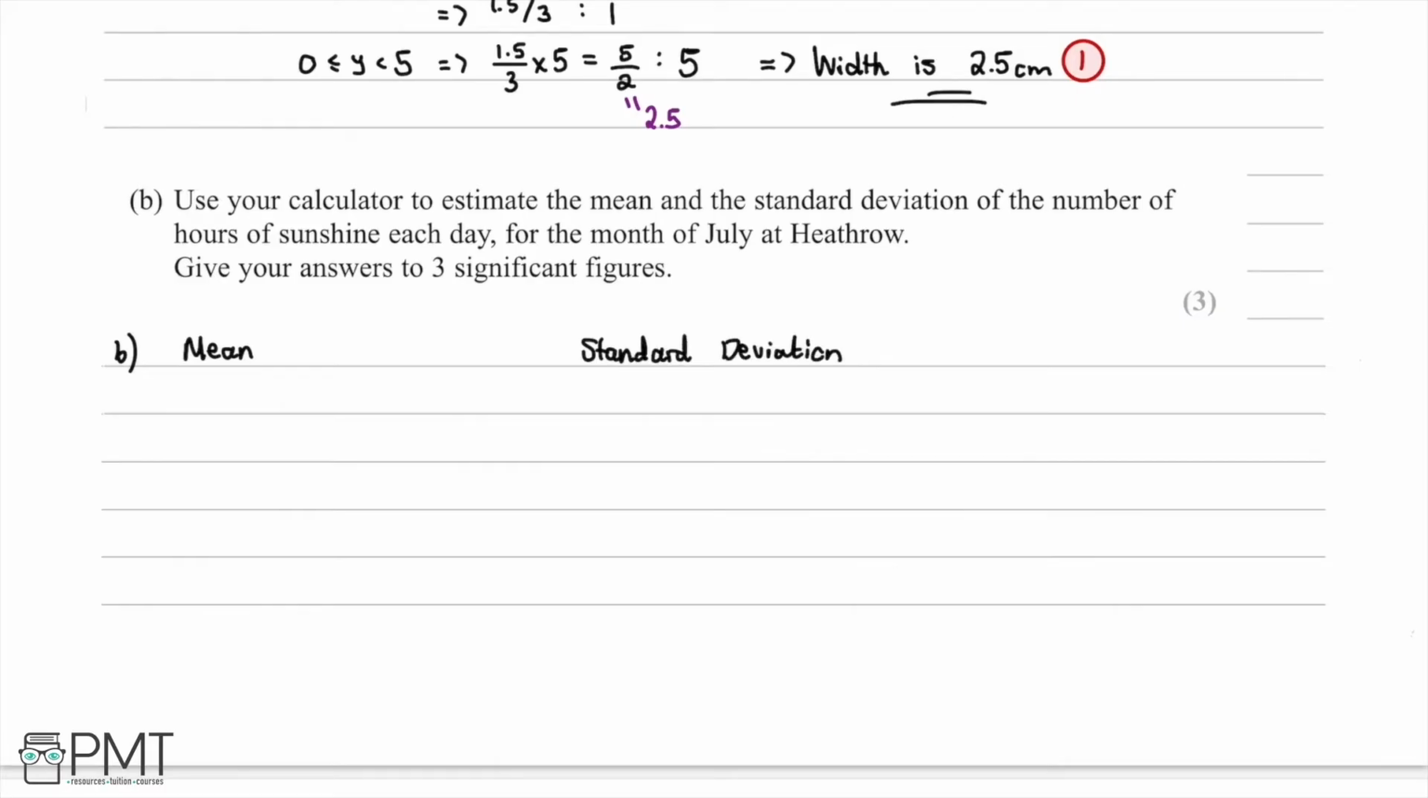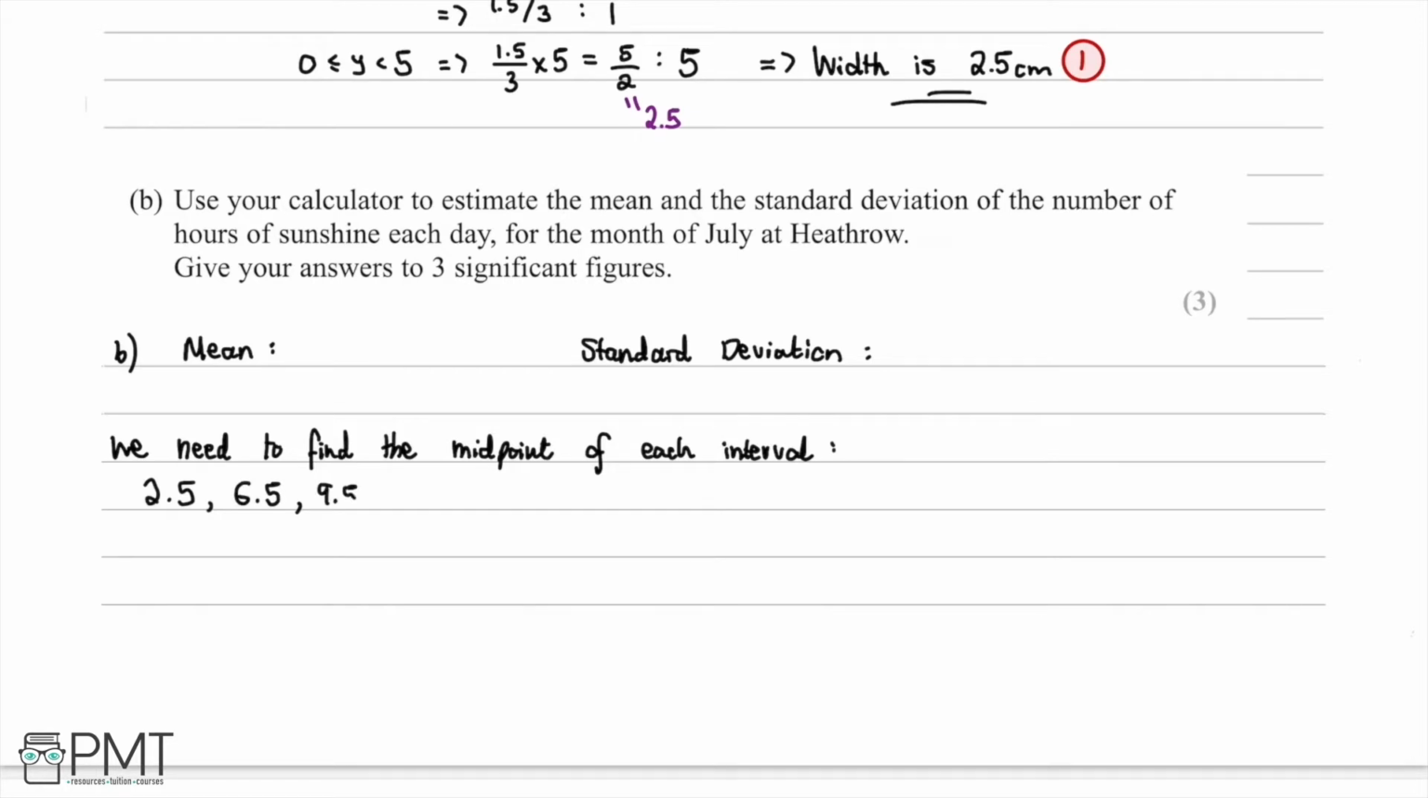So the information we need to do this is the midpoint. So writing this down here, we need to find the midpoint of each interval. So we have the 0 to 5 group. The midpoint is going to be 2.5. Then we have the 5 to 8 group. The midpoint is going to be 6.5. We then have that the midpoint is 9.5 for the 8 to 11 group. And then for the 11 to 12 group, the midpoint is going to be 11.5. And then finally for the 12 to 14 group, our midpoint is going to be 13.